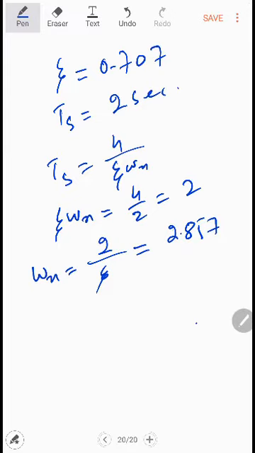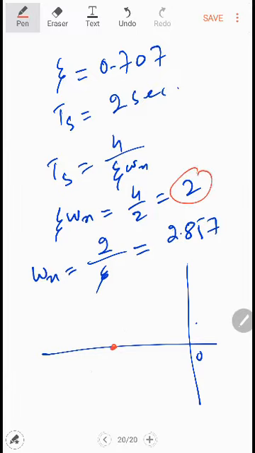Similarly, we can also find the closed loop poles. Where are the closed loop poles? If you draw this, and this is equal to 0, now this is zeta omega n, which is at minus 2 over here. So we had these 2 poles over here, and then we have this zeta omega n.